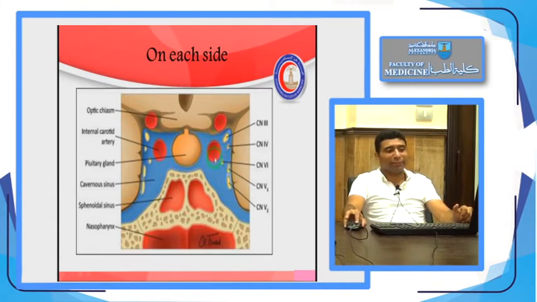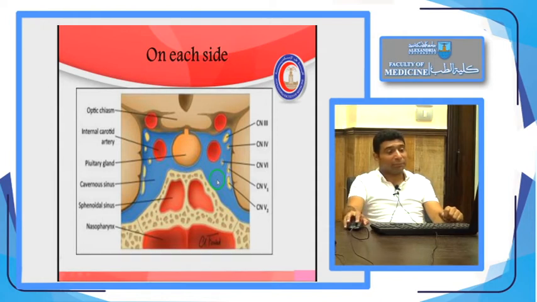What is the content? The internal carotid artery and abducent. The abducent nerve is cranial nerve number 6. Let's see this cavernous sinus on both sides in blue color. We have the word sinus. Do not forget, number 1, sinus means a dilated vein. The cavernous sinus is a venous part, a venous system for drainage of the brain.